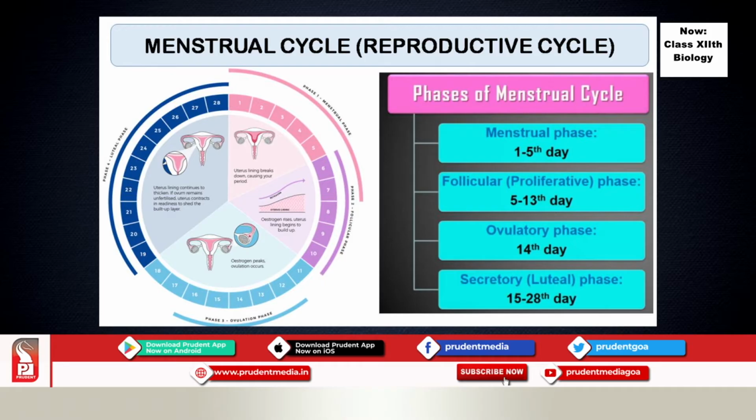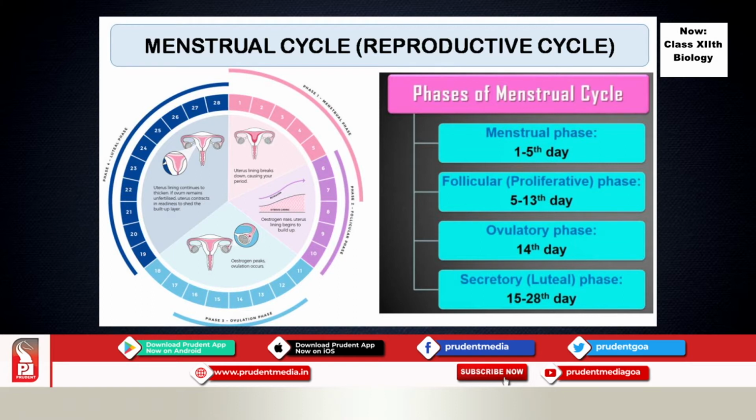The first phase is the menstrual phase. Also we call it menses, or commonly called periods, occurring from 1 to 5 days. So from the 1st to the 5th day is the menstrual phase. What happens over here is the uterine lining breaks down, causing your period.